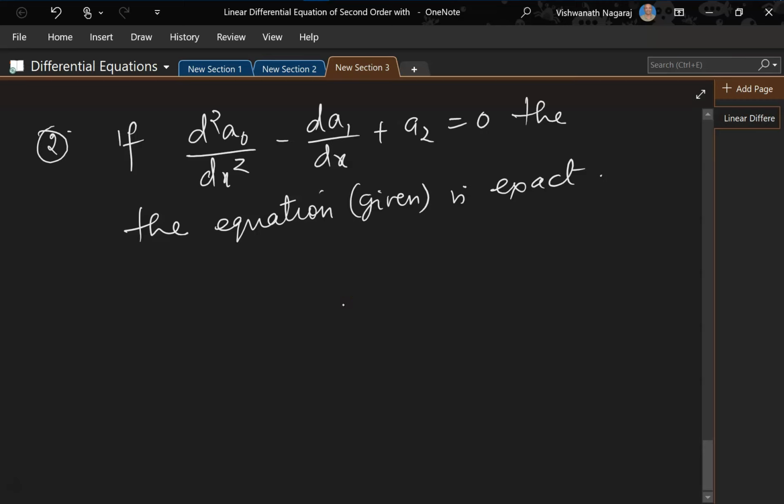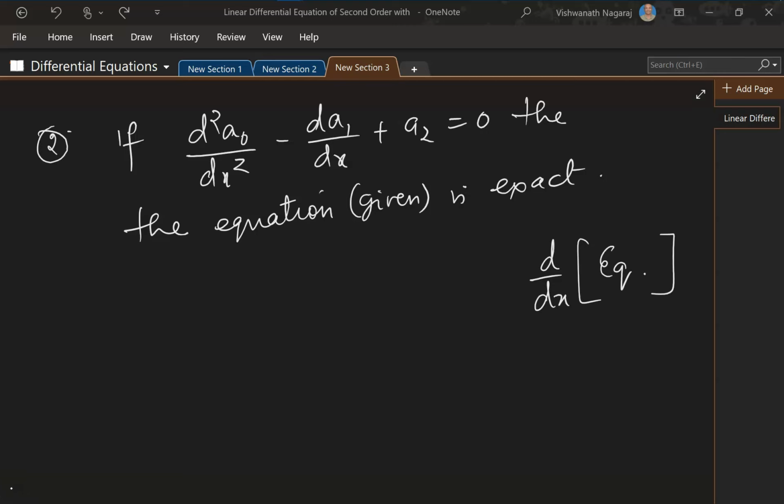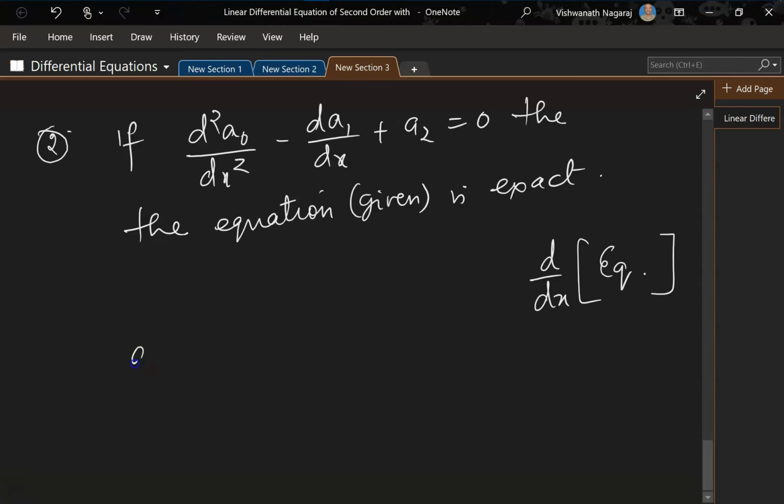We prove it by coming out with an equation in the form of d by dx of an equation, a differential equation, so that when we differentiate it, we get back the original equation, right? Okay, so let's see how we go about doing that. So we start off with the equation A: a naught d2y by dx square plus a1 dy by dx plus a2y is equal to f of x.